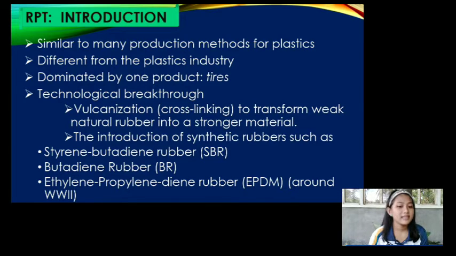Next is the technological breakthrough, the vulcanization or cross-linking, to transform weak natural rubber into a stronger material. Then the second one is the introduction of synthetic rubber such as styrene butadiene rubber, or SBR. Next is the butadiene rubber, which is the BR, and the last one is the ethylene propylene diene rubber, also known as EPDM.